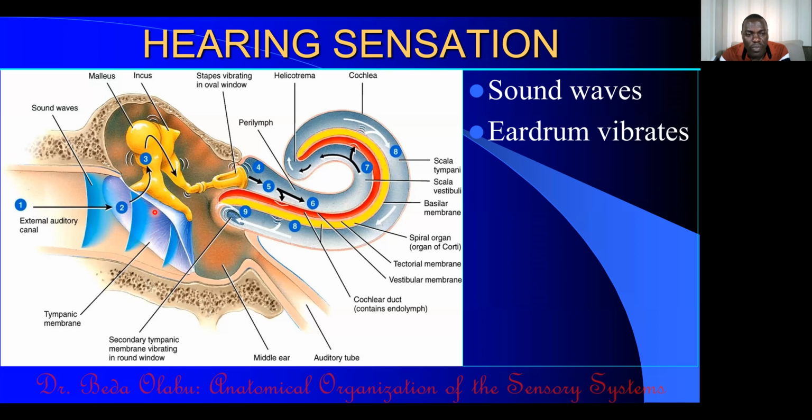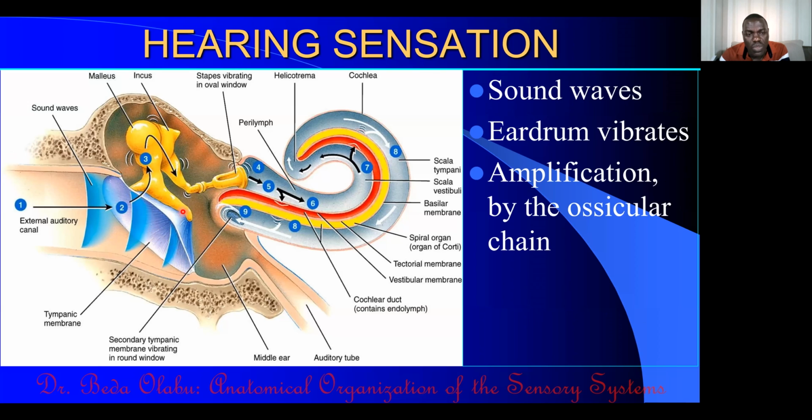The tympanic membrane responds by creating vibrations. The vibrations which have been created by the tympanic membrane then travel through the ossicular chain, malleus, incus, and stapes, in that order. During that journey of the vibrations, there will be some level of amplification so that you enhance the vibration basically.